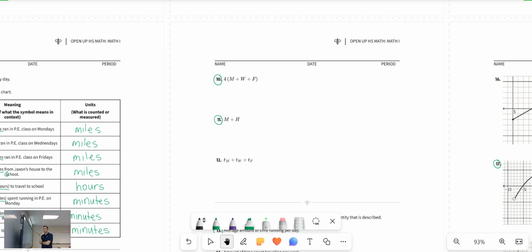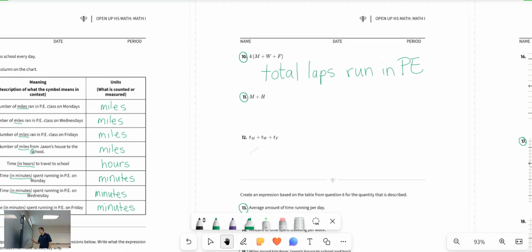So what would happen every 4 times a mile is run? Well, if he's running on a track, then he has to do 4 laps in order to complete a mile. So if this is 4 times the number of miles, then this is actually the total laps, right? The total laps run in PE class. Run in, and I'm just going to say run in PE. That's fine.